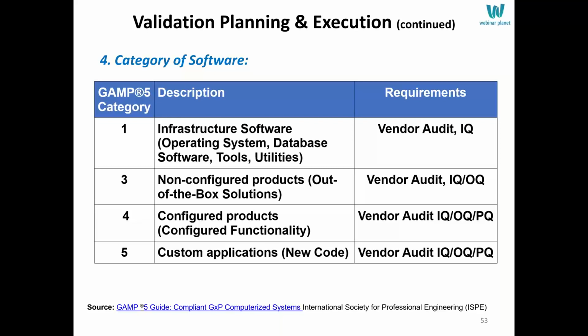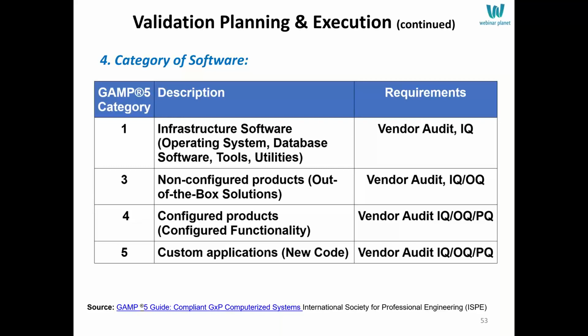With Category 3, here we have products that are not configurable in terms of functionality. These are out-of-the-box solutions. Here, you can't customize or configure any functionality, but you do a vendor audit, you do an installation qualification, and you do an operational qualification. PQ is not necessarily required for this level because you're not dealing with any configurable functionality or custom code.